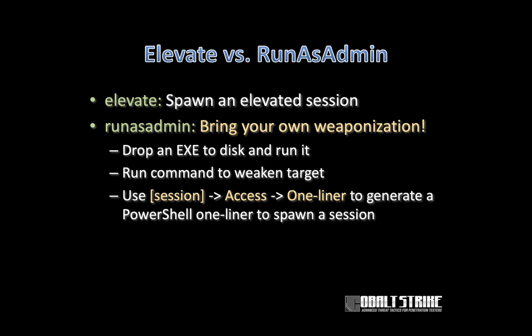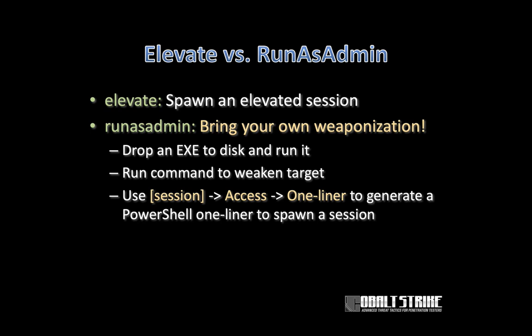Some privilege escalation opportunities only give us a primitive to run a command in an elevated context. Rather than dictate how to turn that into a session, Cobalt Strike is instead taking the approach of bring your own weaponization. This means you get to choose how to use this primitive in a way that makes sense for your situation. For example, maybe you just want to run one command to weaken the target or meet your objective. Runasadmin can do that. Or maybe you think you can get away with dropping an executable to disk and running it in an elevated context with runasadmin. That's an absolutely fine way to spawn a session.